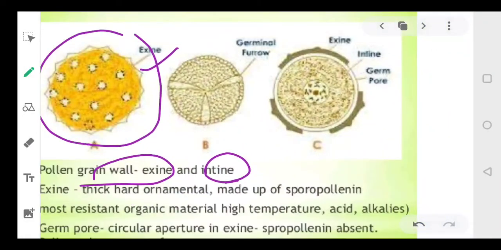So the outermost layer is called the exine, and the inner layer is called the intine. A pollen grain is surrounded with two layers. Outer is exine, internal is intine. Exine is made up of sporopollenin. Okay, and exine has certain apertures which are called germ pores.